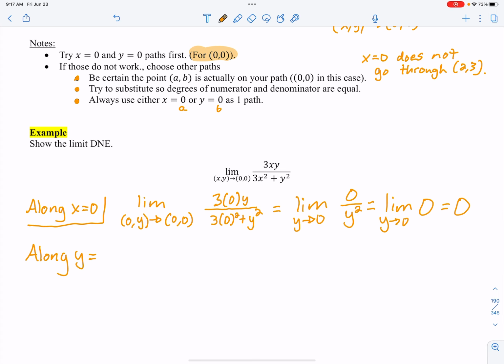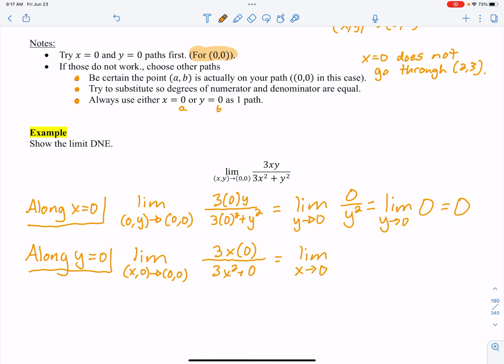All right, along y equals 0. That'll be my other path that I'm going to try. So that is the limit as (x, 0) approaches (0, 0), and I'm going to let all the y's be 0 now. You can see how this is going to turn out. I can drop the y because it's not even there anymore, and I get 0 over 3x squared. This is that silly thing again. So it's the limit as x approaches 0 of 0, which is 0.